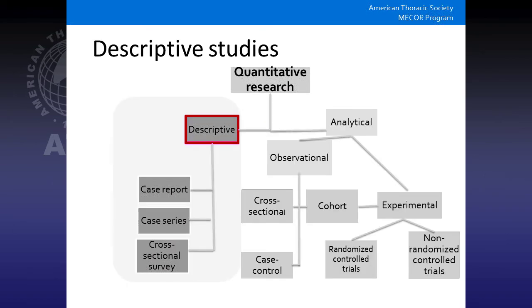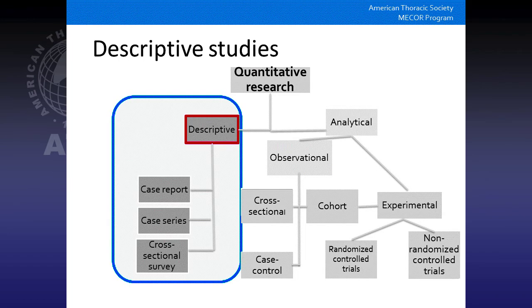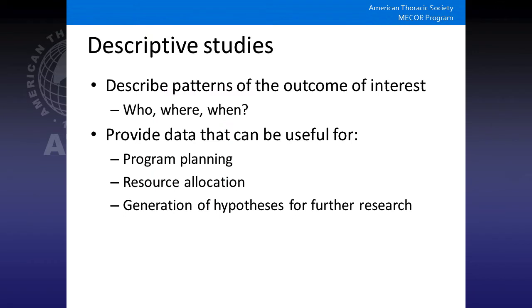So under descriptive studies, we generally think of this group of studies, that is a case report, which is a single case, a case series, a collected series of cases, in other words, and a cross-sectional survey, where we're looking at a larger population, some of whom have the disease and some of them do not have the disease. In contrast, in a case report and a case series, everyone has the disease that we're concerned with.